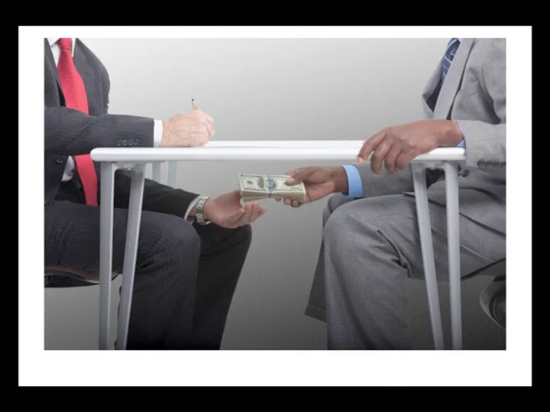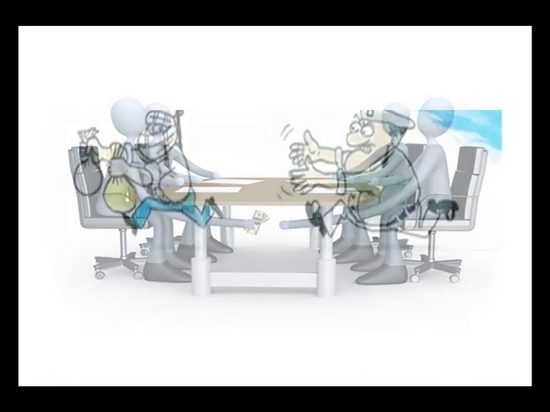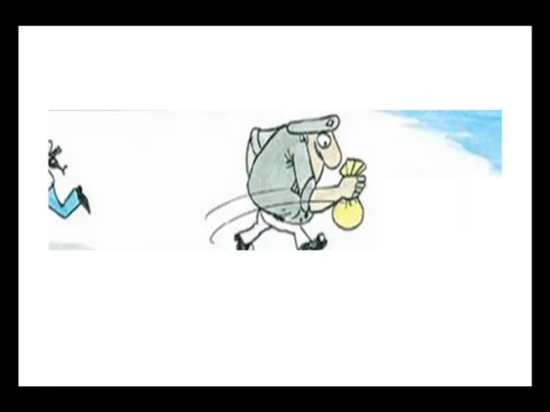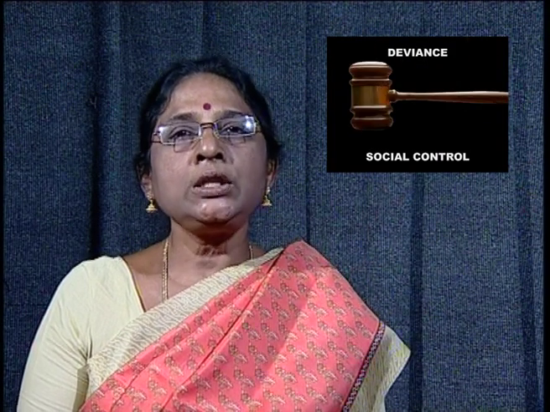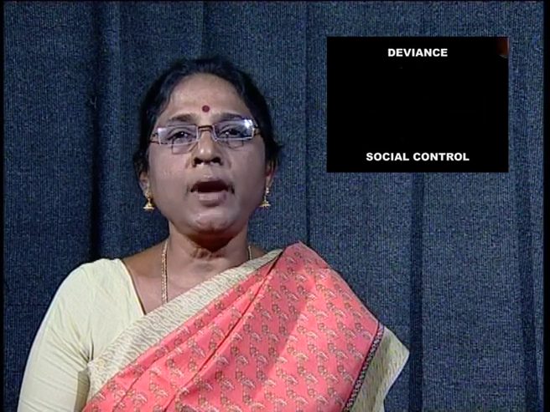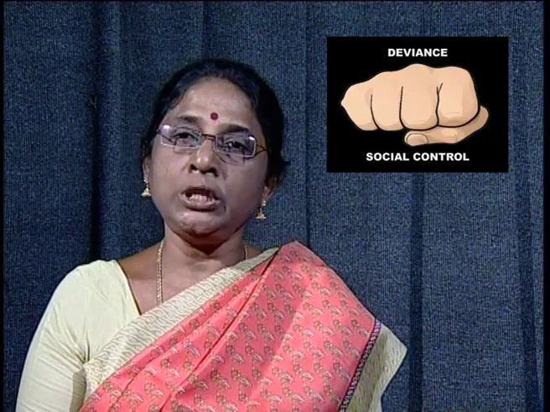4. Corrupt enforcement. When people know that the enforcing officials are corrupt, they do not hesitate to deviate from the law. The deviants are sure that they could escape punishment by bribing the official. 5. Ambivalence of agents of social control. Coexistence of two contradicting emotional values in the same person might also lead to deviant behavior.